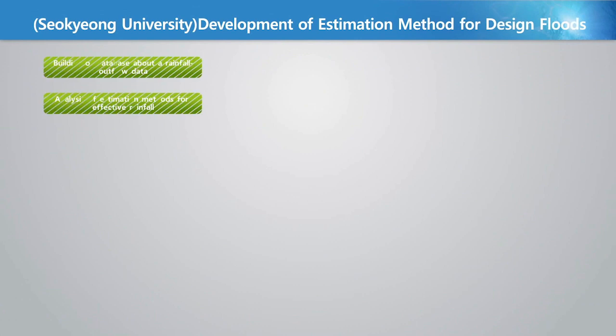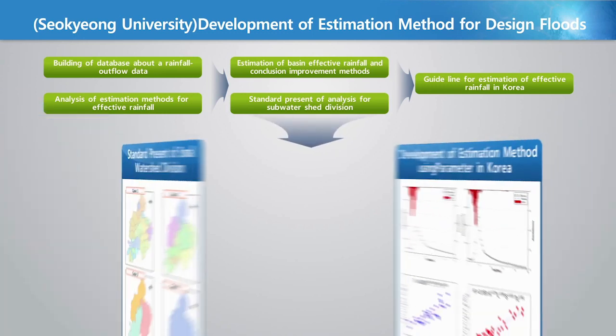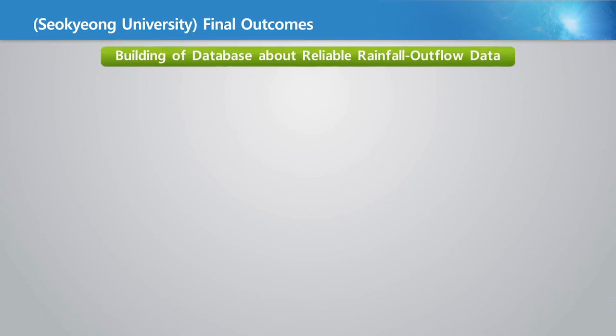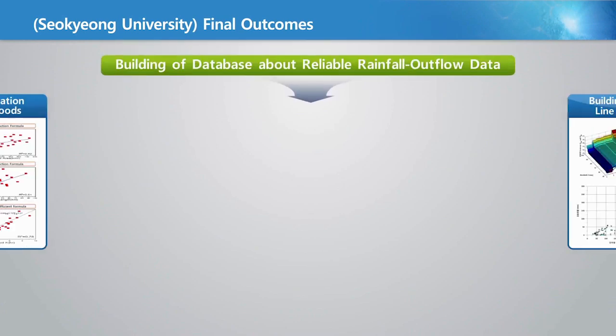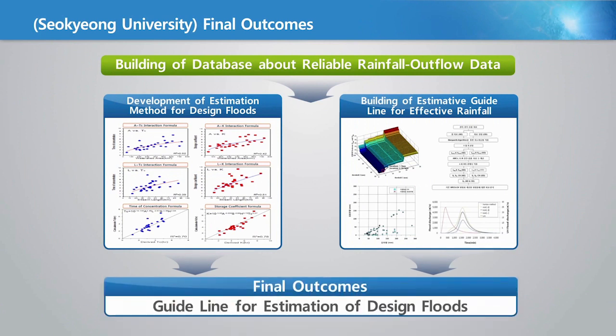A research defines parameters through verifications and calibrations that apply rainfall outflow data of each basin area. Also will evaluate design floods of single and sub-watershed division in same basin. A research will suggest final outcomes about guideline for estimation of design floods using Korea's rainfall outflow data and will help improve reliability of design floods.